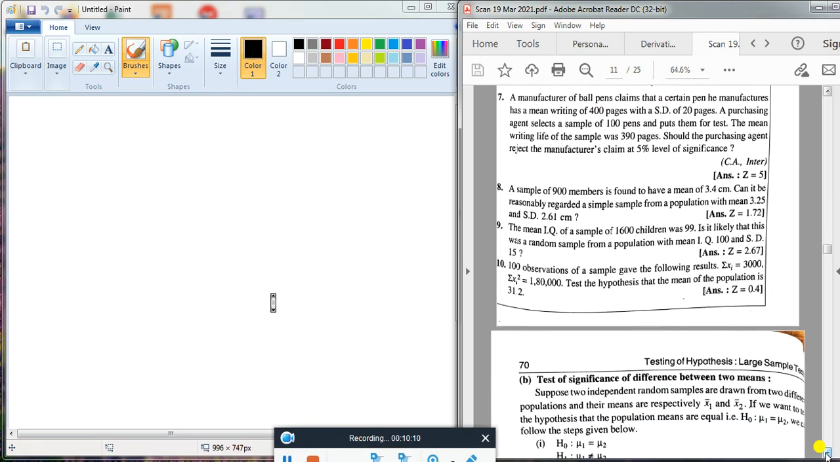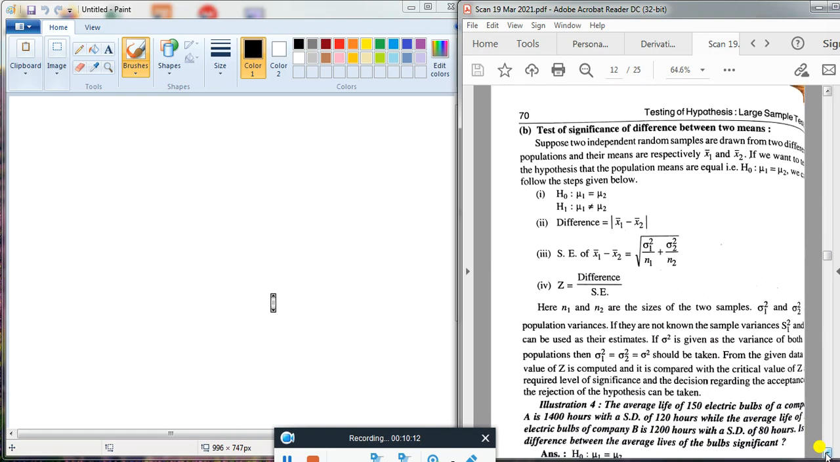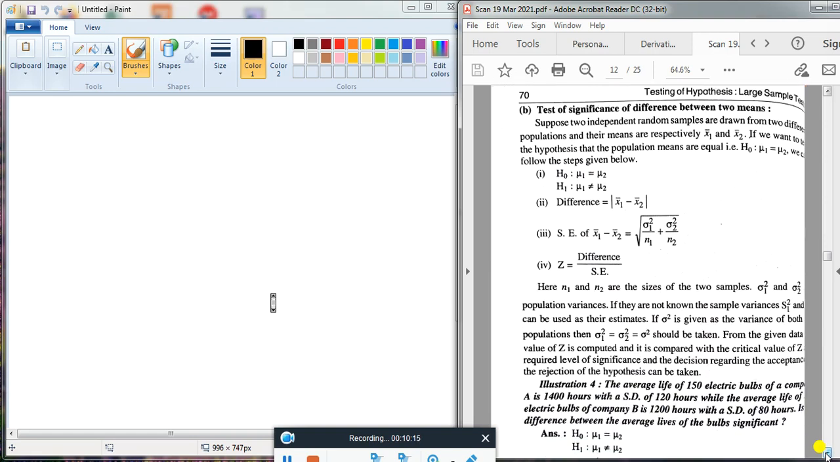Now let me have the next: test of significance between two means. So when you are comparing two populations, suppose you have to compare the data of one city with another city, or one state with another state, or one class with another class. In short, you are going to compare two populations. In that case you can apply this test.